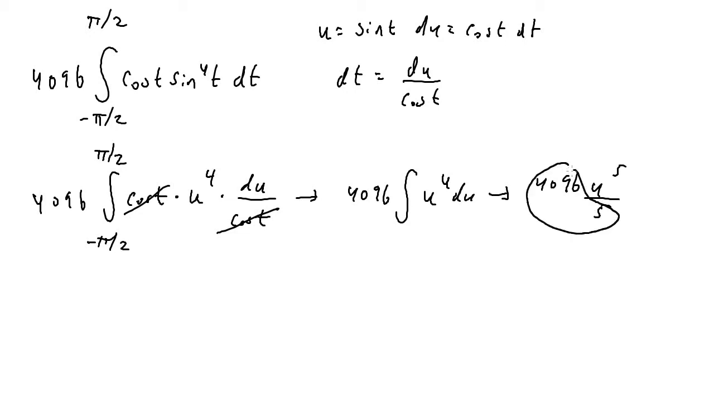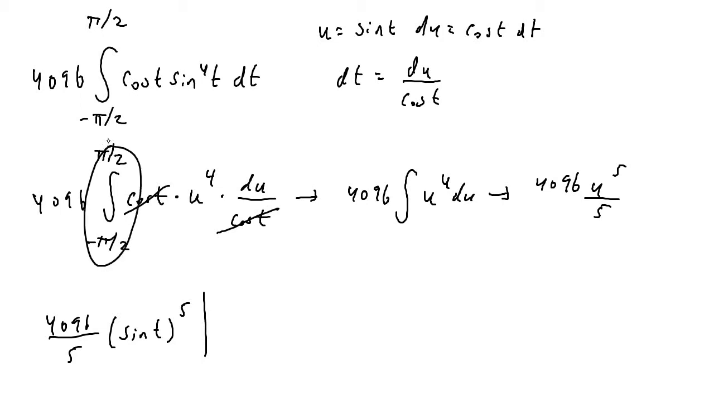Now I'm going to go ahead and group these together. So we get 4096 over 5 times u to the 5th. Now u is once again sine of t, so we have sine of t to the 5th. Let's go ahead and evaluate that from the t-bounds, once again from negative pi over 2 to positive pi over 2.